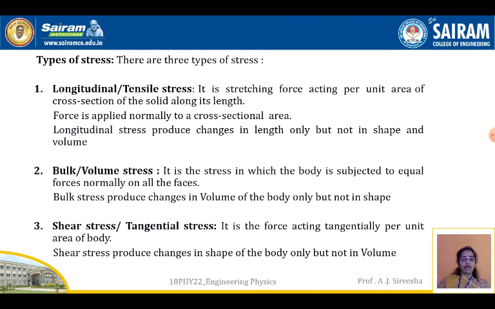So here we have seen the three stresses. One is along the length, the longitudinal stress, and next is the bulk modulus.